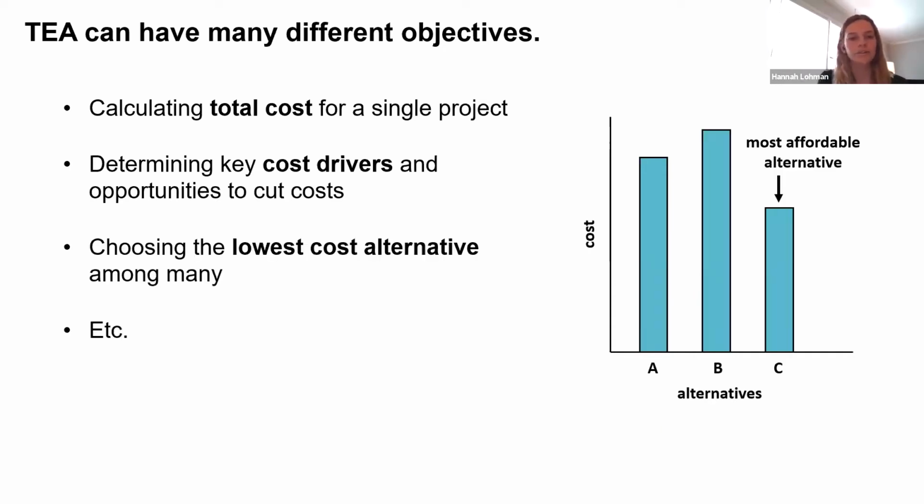And then you can also choose the lowest cost alternative of many. And so here you might have 3 different projects that you're comparing and you want to figure out which is the most affordable project. And so you can see that C has the cheapest cost, so that might be the project that you want to choose. And then there's a lot of different other objectives you could identify based on your project needs.